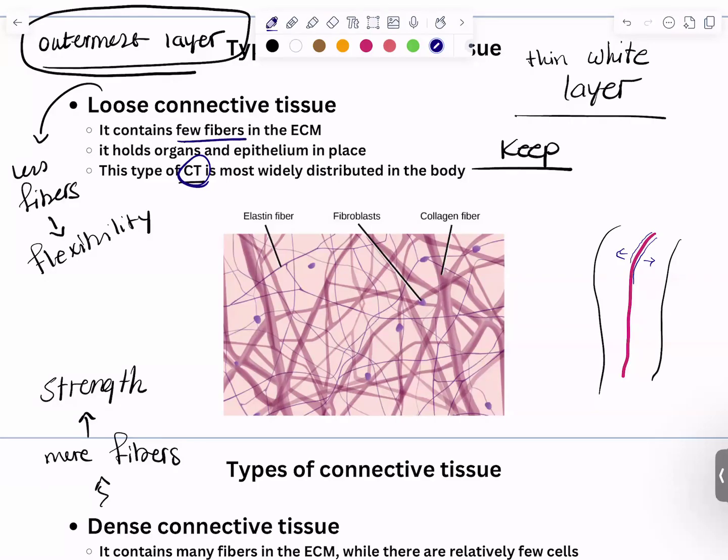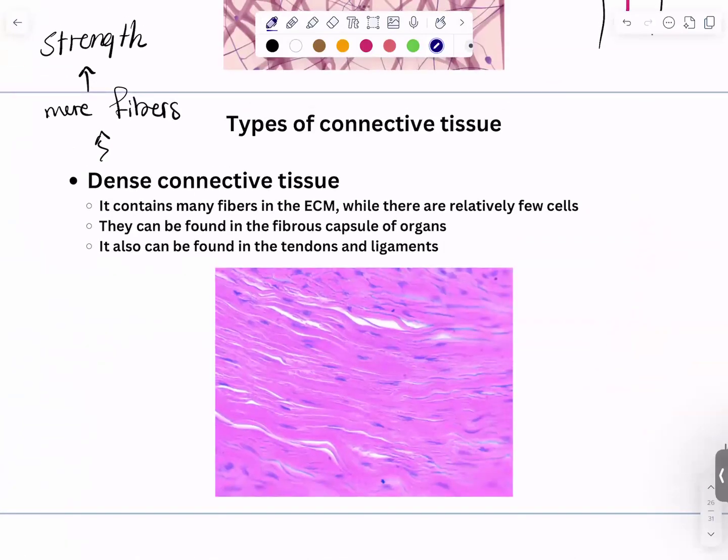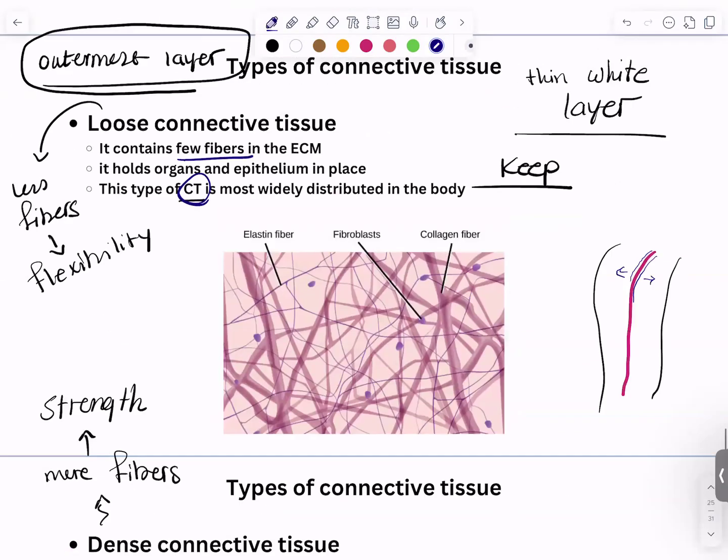We have fewer fibers when we compare it to what? To the dense connective tissue. So these two types of tissues are compared to each other. When we look at the dense connective tissue, we have more fibers, as one of you mentioned, like strings, and it's very important to remember. But in the dense connective tissue, when we have more fibers, it means we have fewer cells. In the loose connective tissue, when we have fewer fibers, it means more cells.